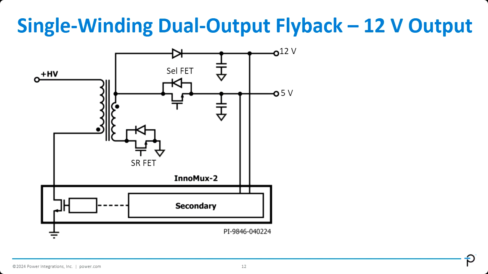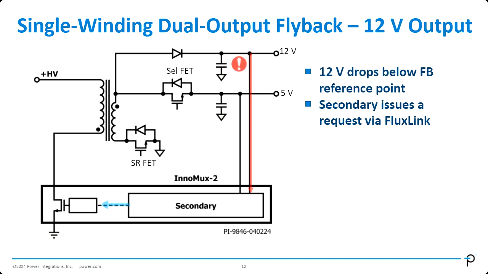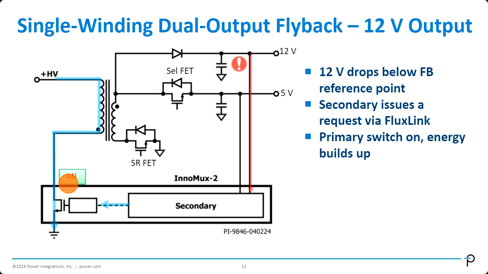Okay, let's have a look at an example of how InnoMux-2 works exactly. For example, if the 12 volt drops below a reference point, then the secondary side of the InnoMux-2 IC knows that information. Then it's going to send a request for a switching cycle to the primary side via flux link. And then on the primary side, I turn on the switch, let the current or energy build up, and then turn off the switch so that the current can be commutated back to the secondary side.